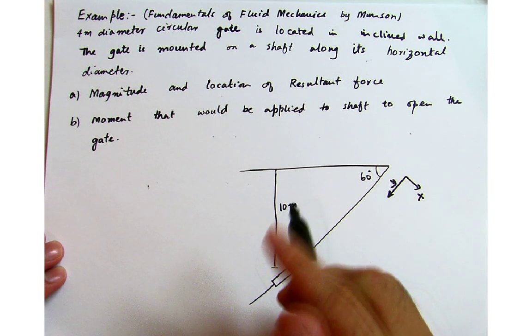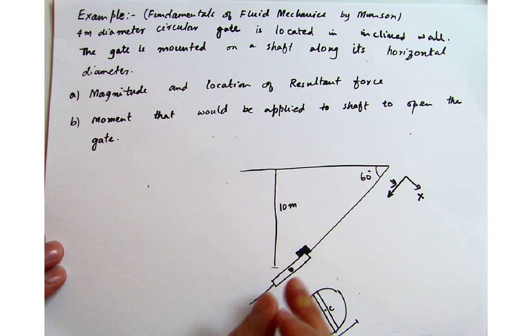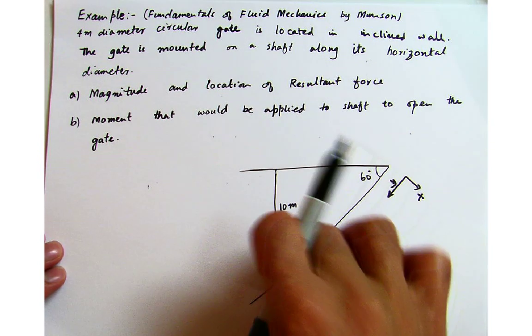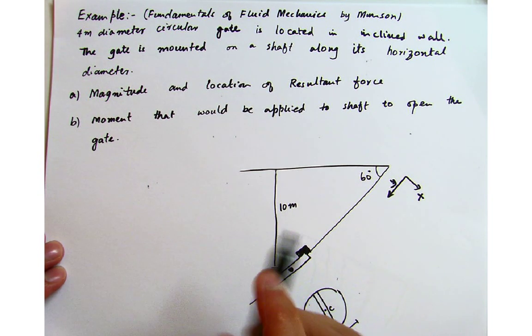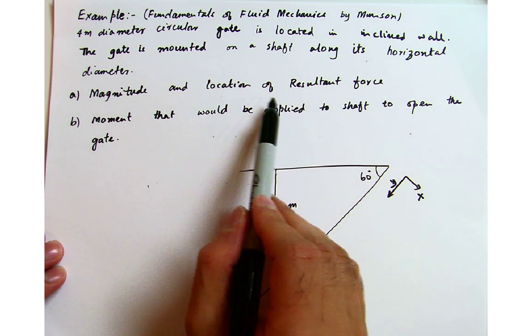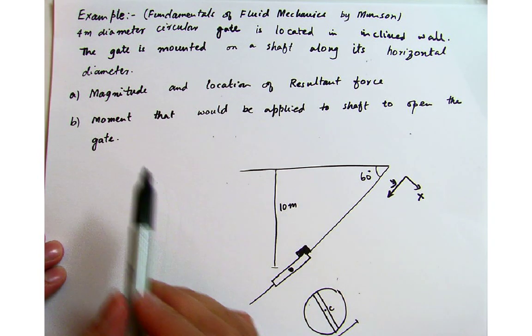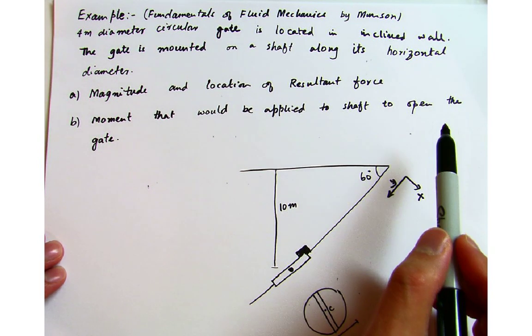Because you have a fluid which is trying to push it this way, you need to have a stop. Otherwise, you have a higher force here and a lower force here, so this thing will try to rotate this way. That's why there is a stop here. What we want to find is the magnitude and the location of the resultant force. Somewhere over here we will have the resultant force, and the moment that would be applied to the shaft to open the gate.